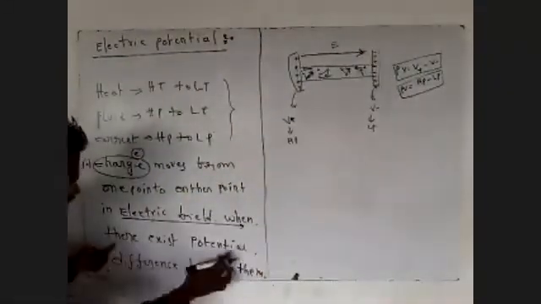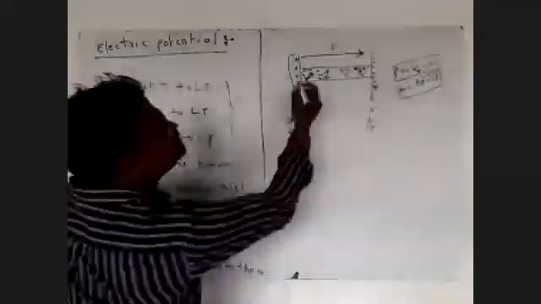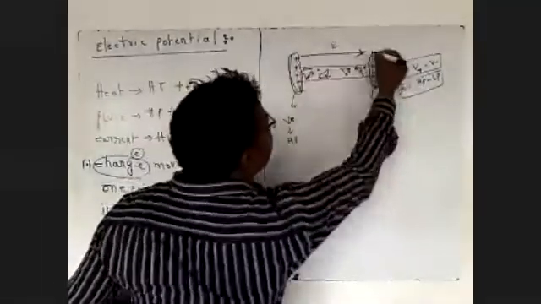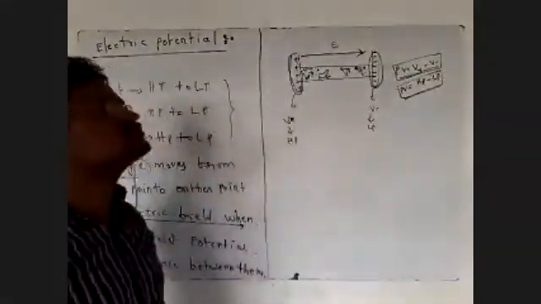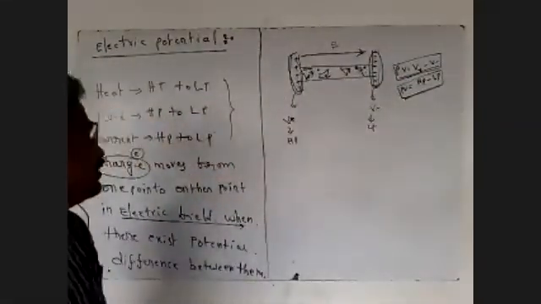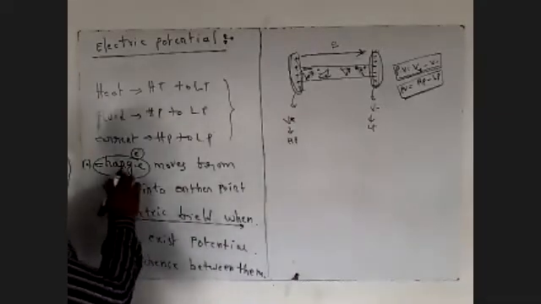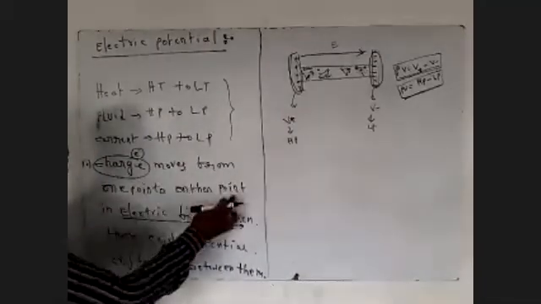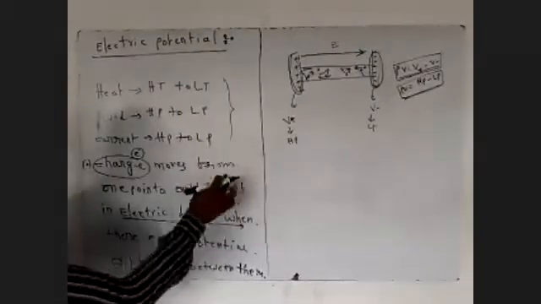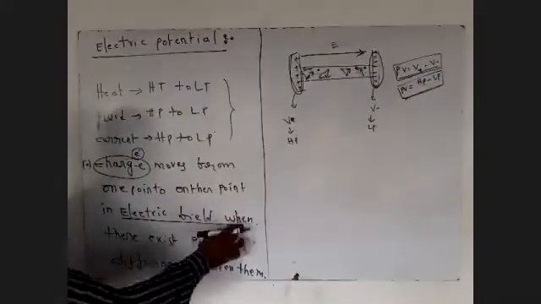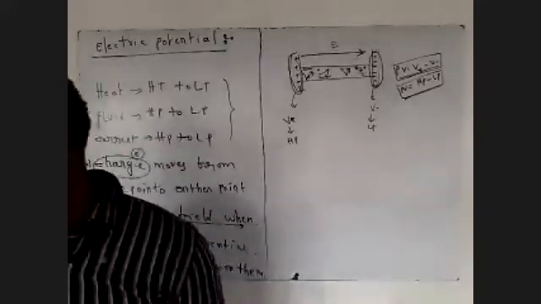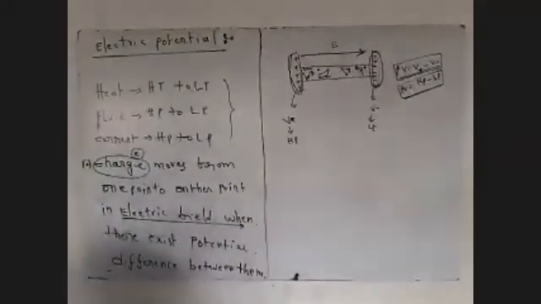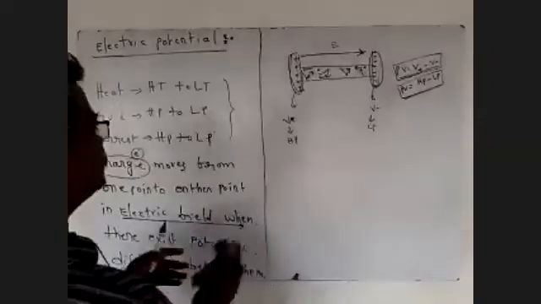So when there exists a potential difference between them, this is the higher potential and this is the lower potential. Potential difference is higher potential minus lower potential. A charge moves from one point to another point in the electric field when there exists a potential difference between them. This is a very important point.